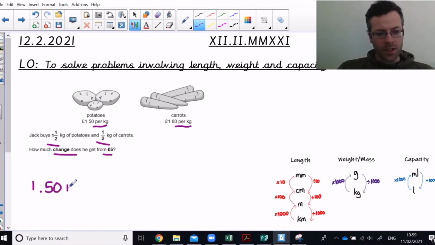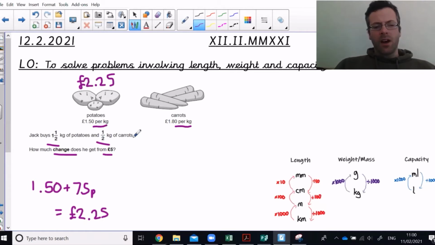So a half is half of that. Well, half of that's 50p. Half of that's 25, so that's 75p. And £1.50 add 75 is going to be £2 at the 50p, and then add another 25. So I know he spends £2.25 on potatoes.